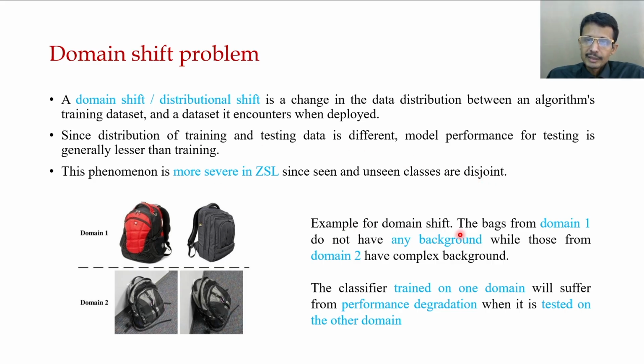So this is an example of domain shift: the bags in domain 1 do not have any background, while those from domain 2 have some complex background. This has a background, this does not have a background. The classifier trained on one domain will suffer performance degradation when tested on the other domain. So first, it is a color image, it is a grayscale image. Then there is no background here, but there is a background here. So this is called the domain shift. And this is severe in ZSL because the seen and unseen classes are disjoint.